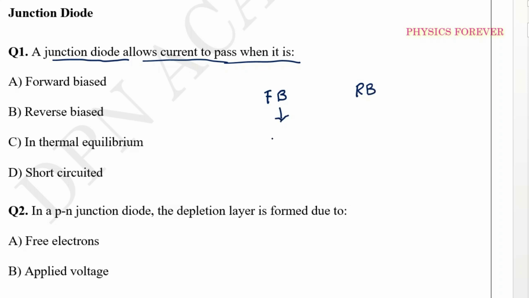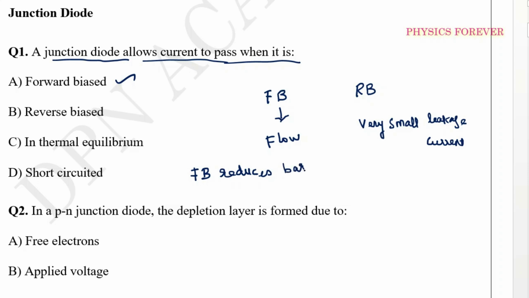In forward bias only, the current will flow. In reverse bias, only a very small leakage current flows. So the correct option will be forward bias, okay? Forward bias reduces the barrier and allows current.